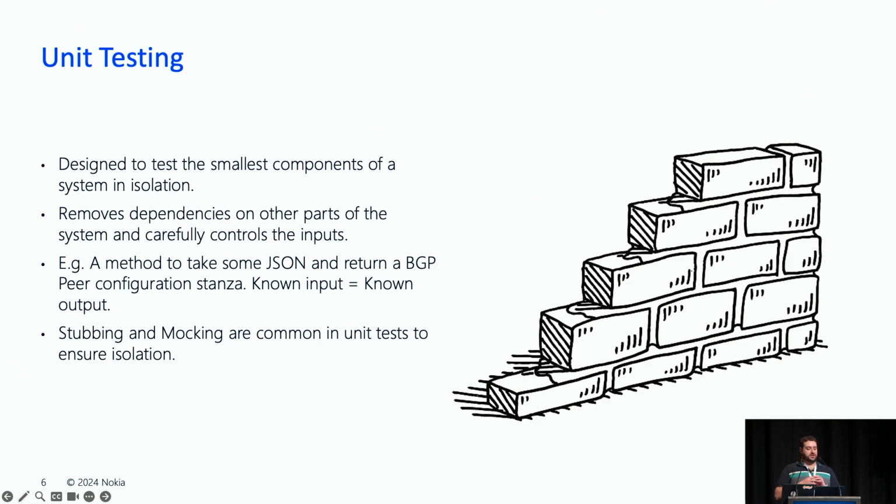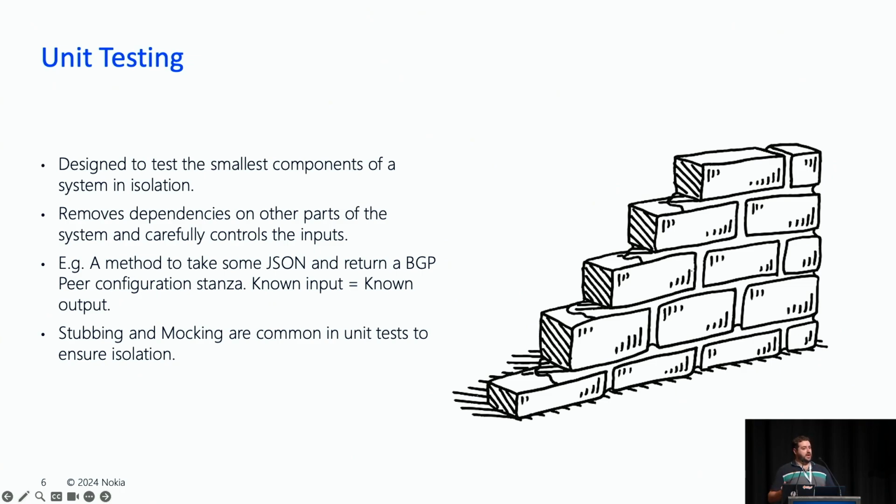So in terms of taking some JSON input and returning a BGP peer configuration, you give it a peer address and a remote AS number, you expect some Nokia config or other vendor config back in that given format, and you can check that.